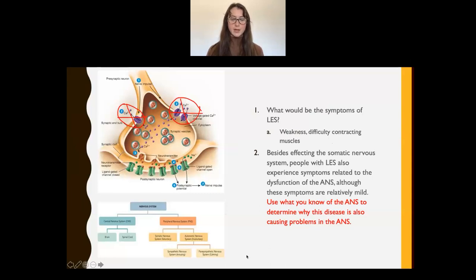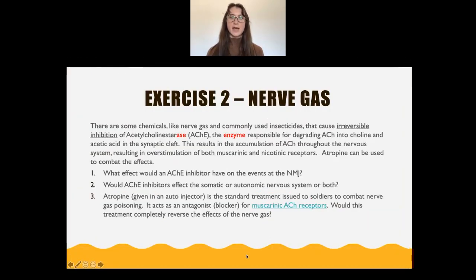So that was our first exercise. Exercise number 2 is about nerve gas. We know that there are some chemicals, such as nerve gas and also commonly used insecticides, that cause irreversible inhibition of acetylcholine esterase, AChE. Whenever we see -ase, we know that we're working with an enzyme that catalyzes reactions. So acetylcholine esterase is the enzyme that's responsible for degrading acetylcholine into choline and acetic acid in the synaptic cleft. That's one of the fates of the neurotransmitter in synaptic transmission.